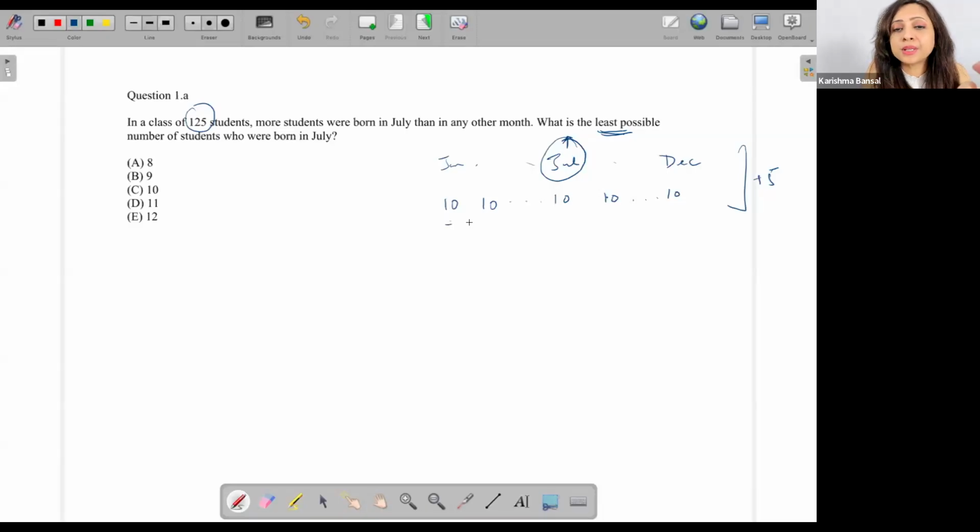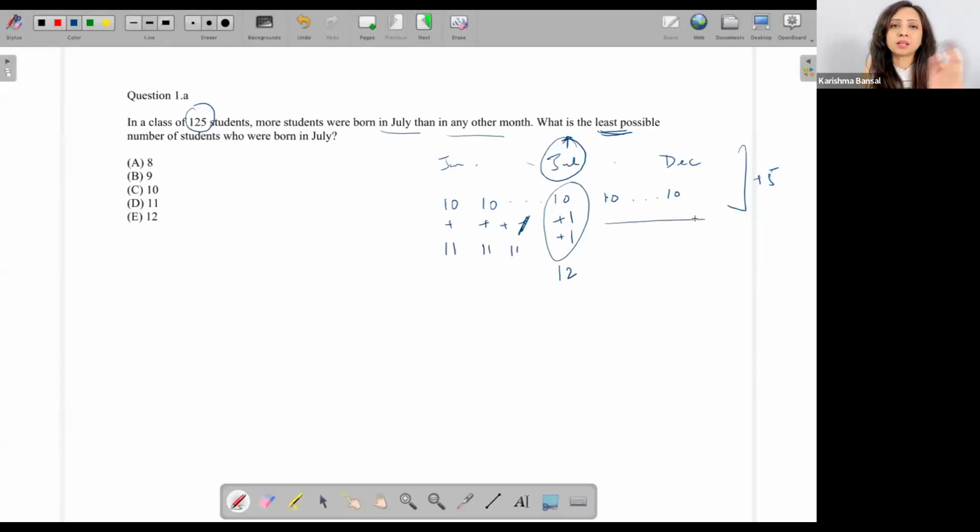So what I do is I simply give, let's say, 1, 1, 1 to 4 of the months, and I give 1 to July. And this is how I've distributed these 5. Yeah. All right. Now, July still doesn't have the maximum, right? I need to ensure that more students were born in July than in any other month, which means that to July, I should give 2 and not 1. Right? And that gives me 12 for July. Now, does July have more than any other month? Yes. In 3 of the months, they have 11 students each. And in all the other months, there are 10 students each.